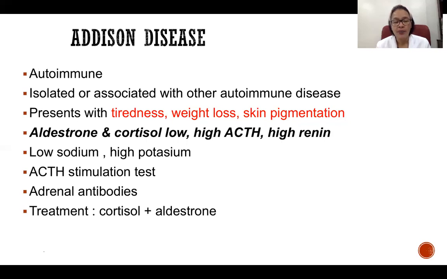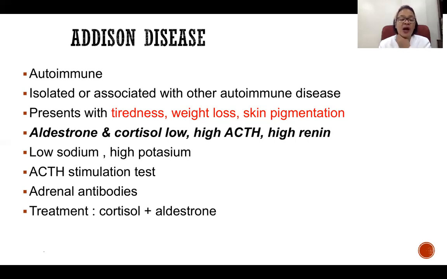So it is autoimmune. It could be isolated, or it can be associated with other autoimmune diseases. Most often patients may present with tiredness, weight loss, and very characteristic skin pigmentation. Aldosterone and cortisol here are low, but both the ACTH and the renin will be high. So there is low sodium and high potassium.